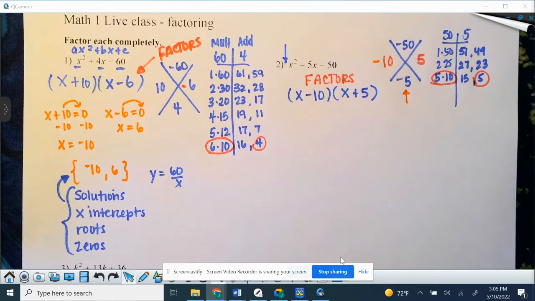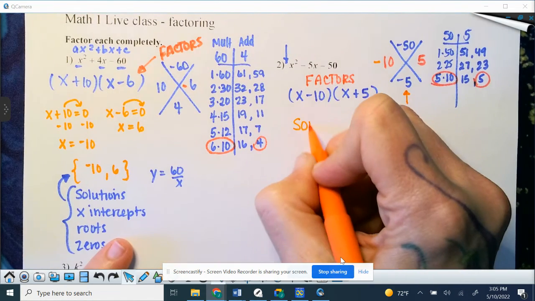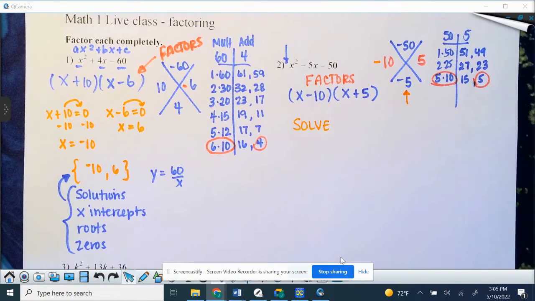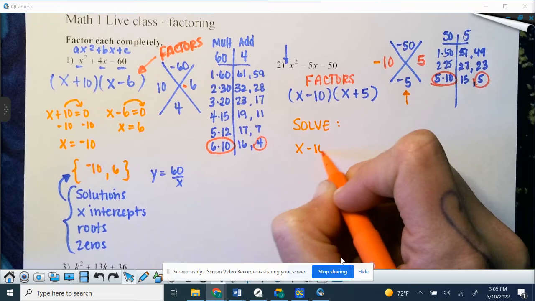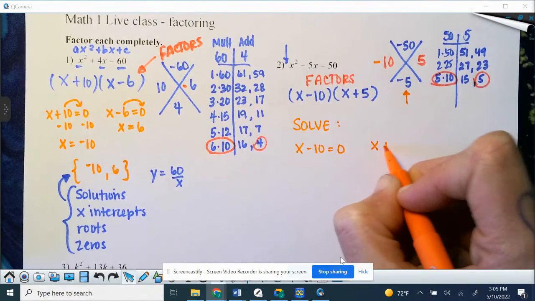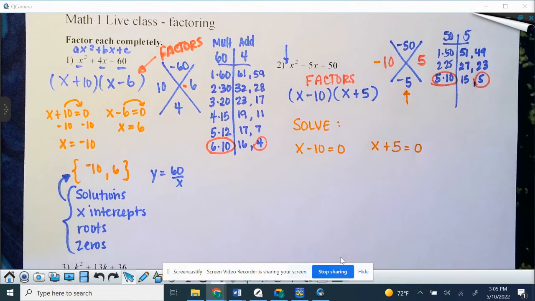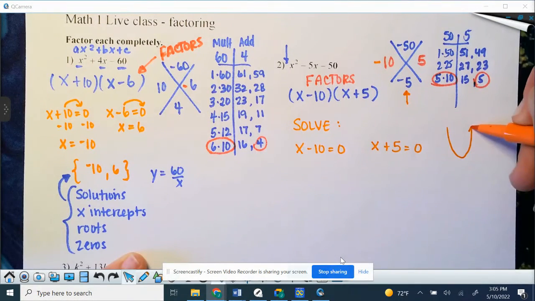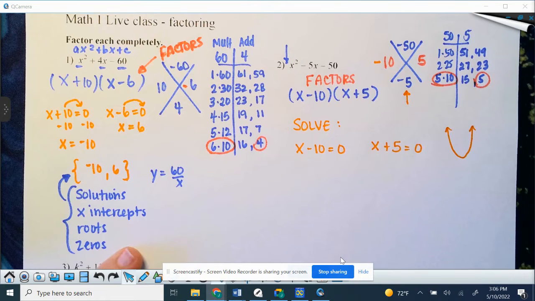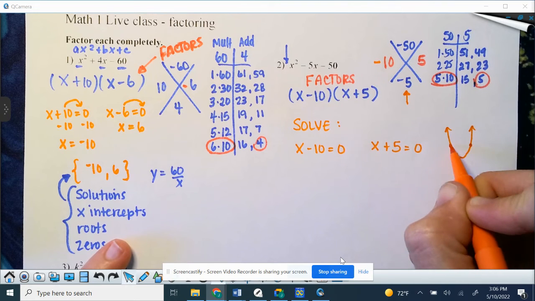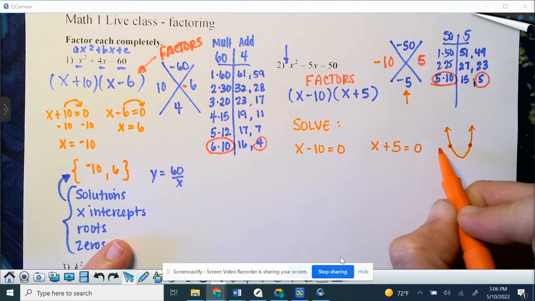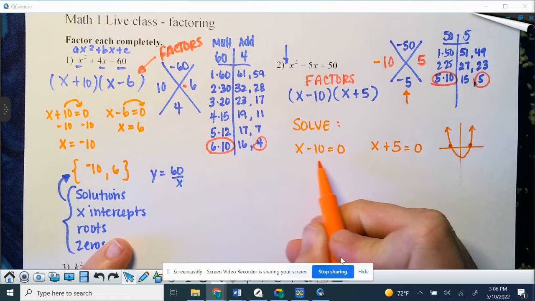And then if it says to solve or find the solutions, x-intercepts, roots, or zeros, you're going to take your factors. So x minus 10 equals 0, and x plus 5 equals 0. And then we're going to solve both of those equations. Quadratics are parabolas. They look like a U, whether positive in that case, or negative, a sad face. So positive is happy, negative is sad face. These are where this graph touches the x-axis, is what the solutions are.